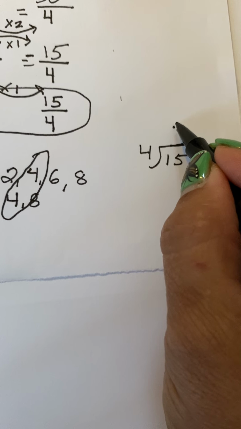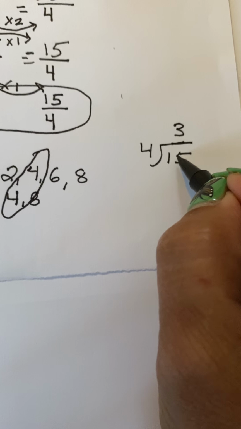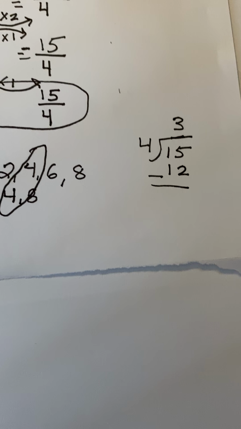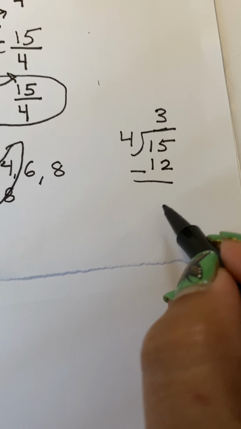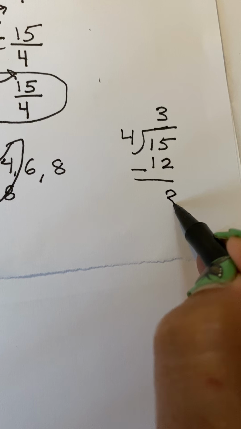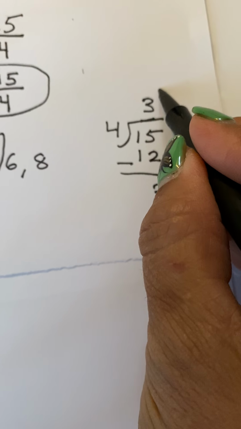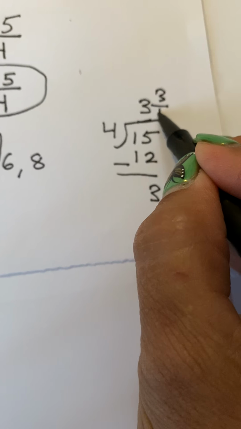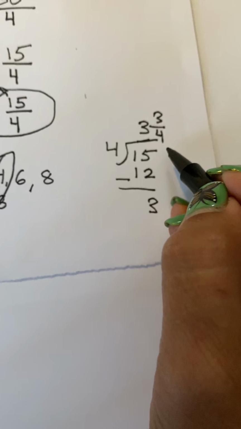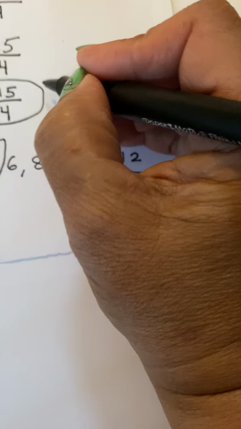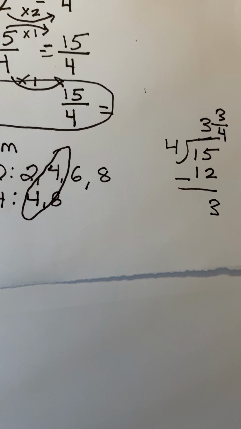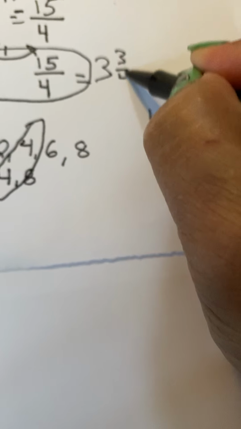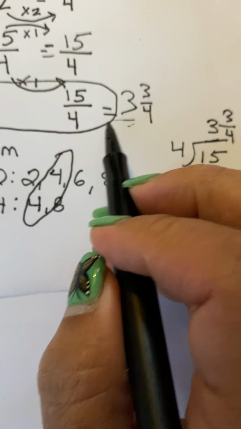Not 4, because 4 times 4 is 16, so 1 less than 4 is 4 times 3 equals 12, so that works. And then put 12 directly under 15, and then 15 minus 12 is 3. Whatever's left over becomes the numerator, and whatever the divisor was, which was 4, is your denominator. So converting 15/4, it becomes 3 3/4. These two are the same.